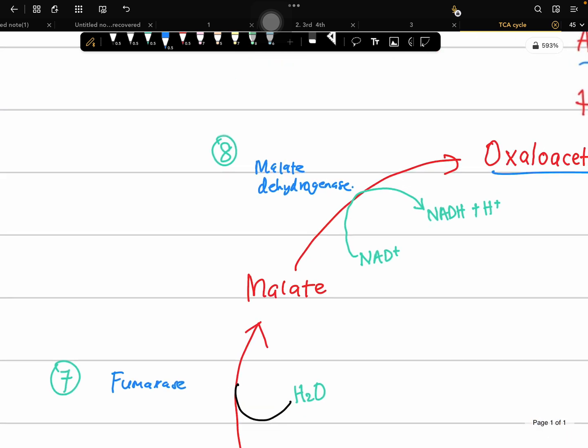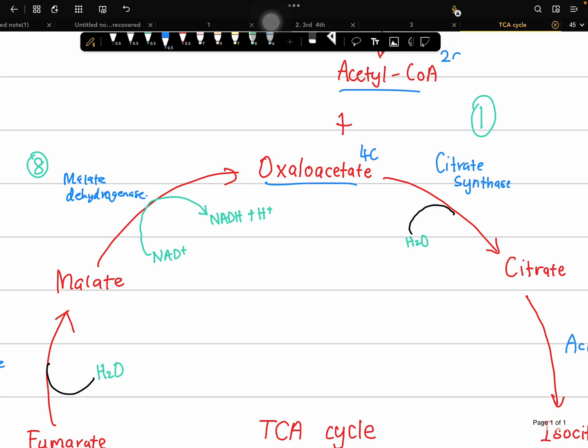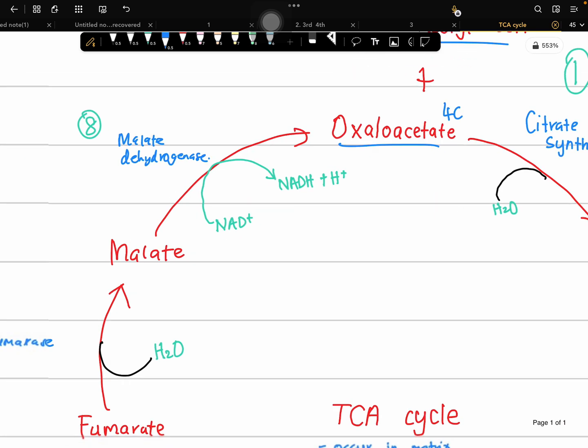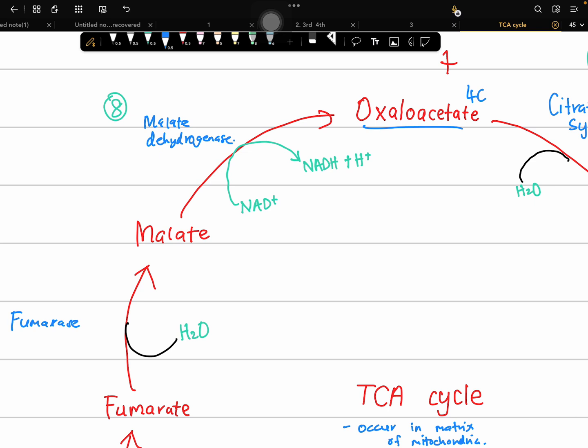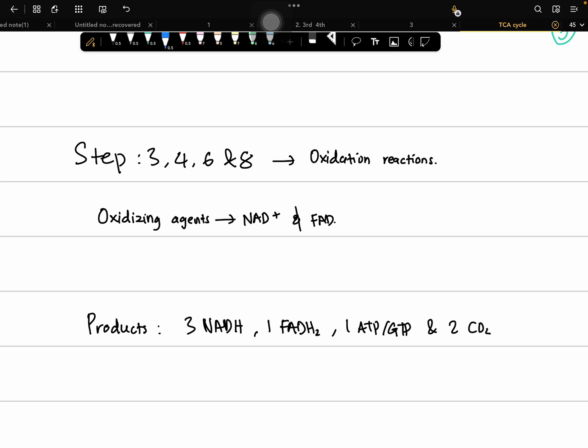And in the last step, the malate will be oxidized into oxaloacetate, catalyzed by the enzyme malate dehydrogenase. So it will generate back our precursor for the TCA cycle, which is oxaloacetate, a 4 carbon molecule. This step also produces another NADH, which is an electron carrier. Steps 3, 4, 6, and 8 are oxidation steps, which involve oxidation reactions. There are 2 types of oxidizing agents in the TCA cycle, which are NAD plus and FAD.